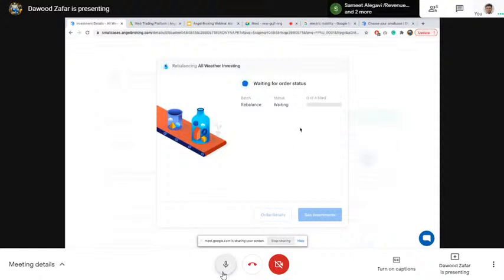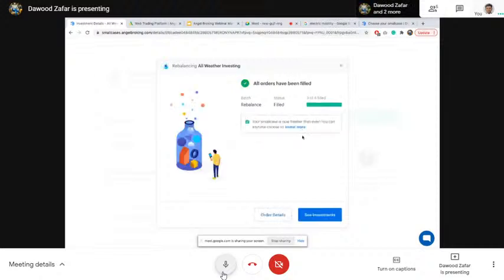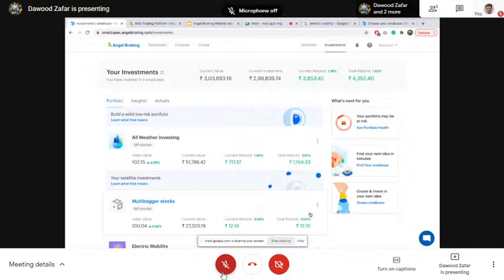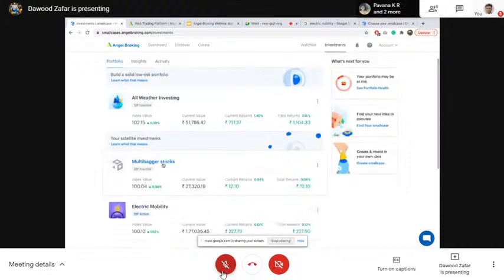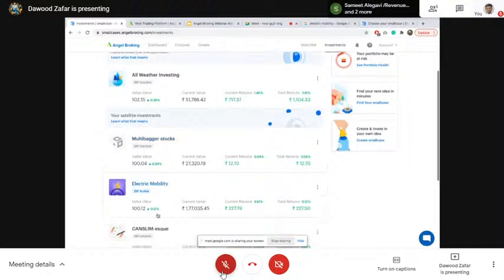One second, it is taking some time. Okay, all four orders got executed. So now your portfolio is refreshed. Right. So this is your created smallcase. This is the ready-made smallcase.